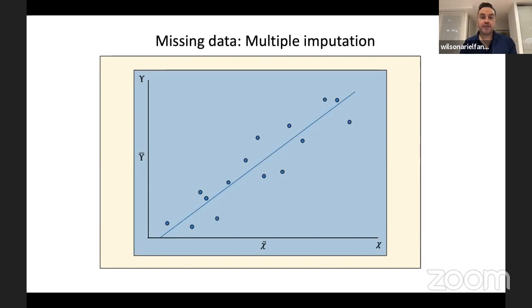And multiple imputation is exactly the same, but let's imagine that you've got, for example, 100 patients or even 200 patients. And then your data is going to choose randomly.